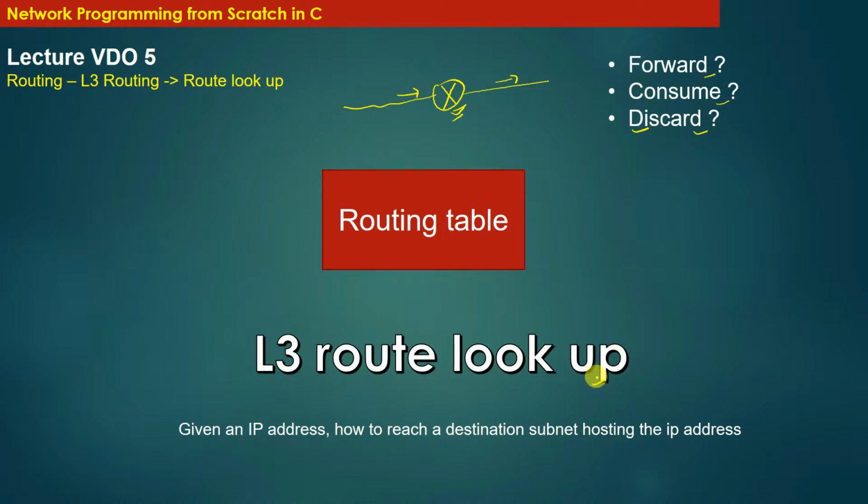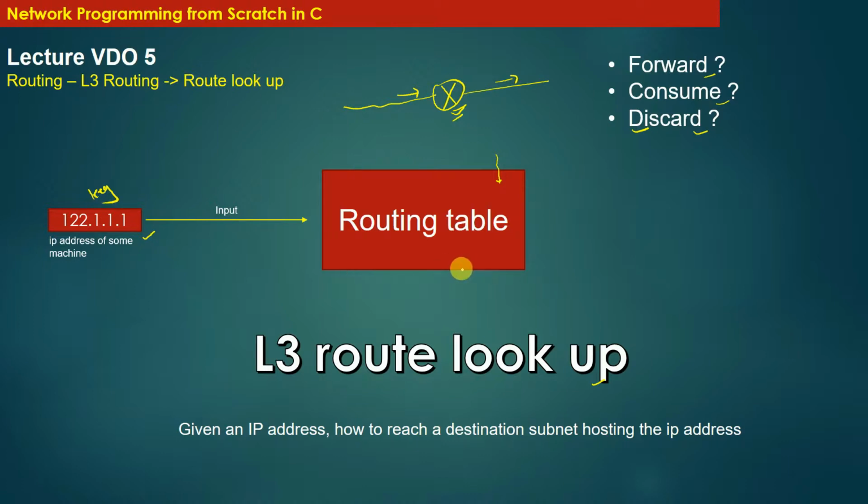What is route lookup? Route lookup means looking into the routing table and knowing what to do with the packet. Now to look into the routing table, the router has to provide input to the routing table. The input is the destination IP address which is present in the packet the router has received. So the destination IP address is the key of looking up into the routing table.